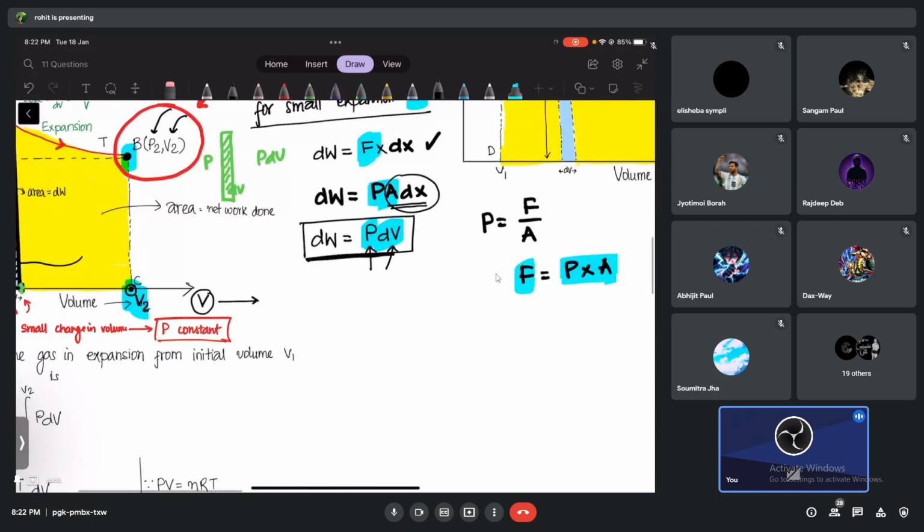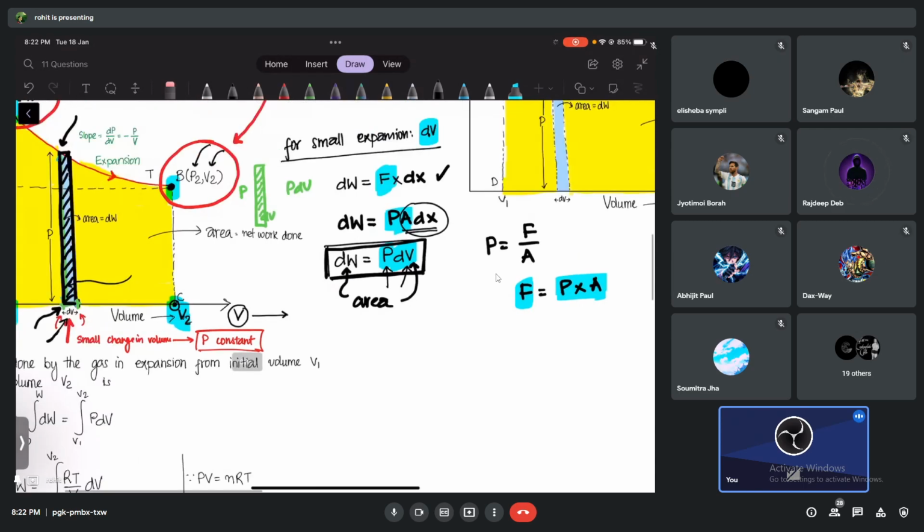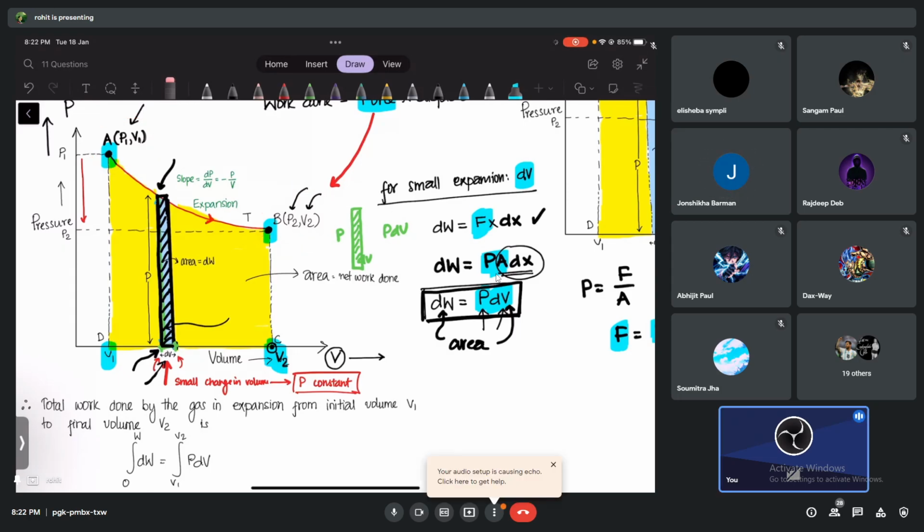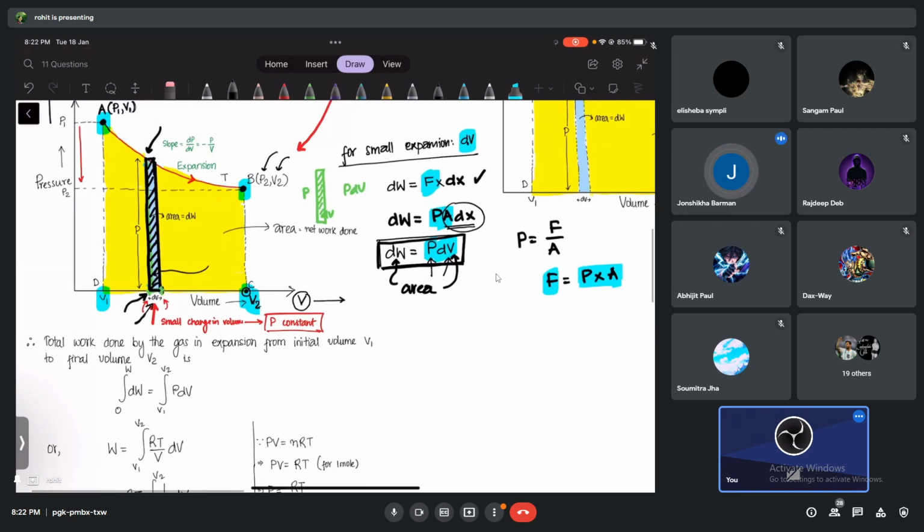So indirectly, if you are calculating area in the graph, that means indirectly you are calculating what? Work done. Okay, can you understand? Did I make sense? So that is not a triangle. Why did you say triangle? You said I said triangle. I said rectangle. Okay, not triangle.